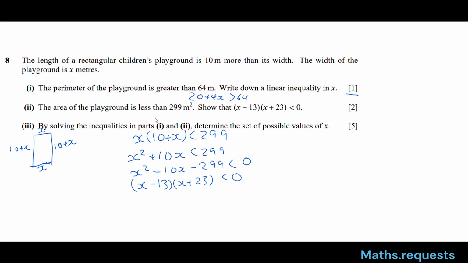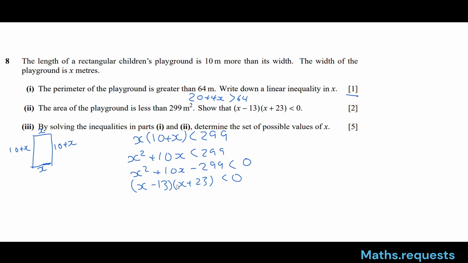Okay, and then part 3, by solving the inequalities in part 1 and part 2, determine the set of possible values of x. So if we solve the inequality here, we get x is less than 13 but more than minus 23. But then in the first one, we said that x has to be more than 11. So therefore, the overall inequality will be x is more than 11 and less than 13. I hope that makes sense, because x has to be more than 11. So therefore, it can't be less than 11. So therefore, the lower bound isn't minus 23. It's going to be 11. So that is your answer.